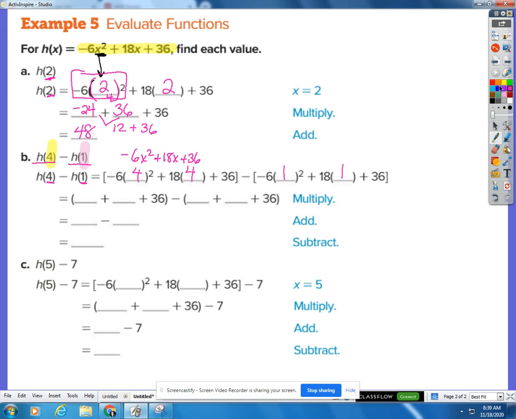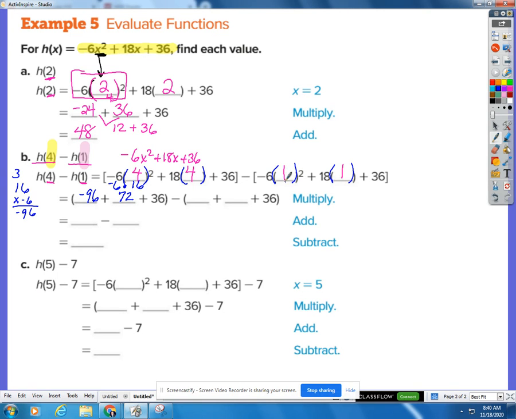Notice that we have parentheses around the x when we input. So anytime we input, use those parentheses. And then over here, we're going to get negative 6 times 4 squared. 4 squared is 16. So 16 times negative 6 would be negative 96. 18 times 4. 10 times 4 is 40. 8 times 4 is 32. So that would be 72.